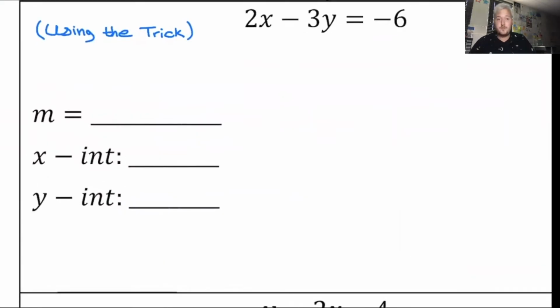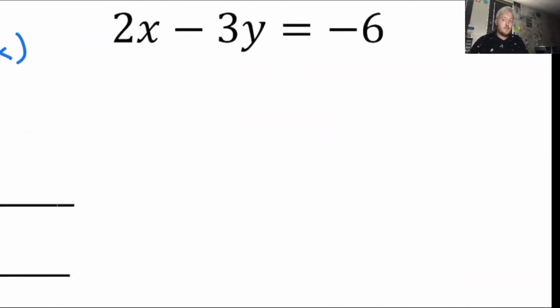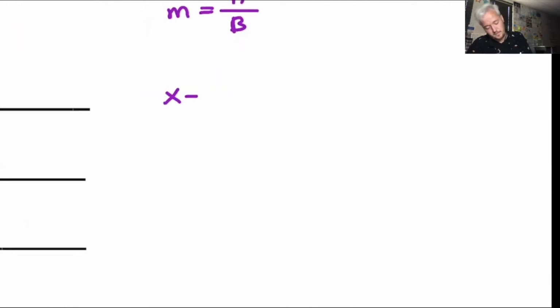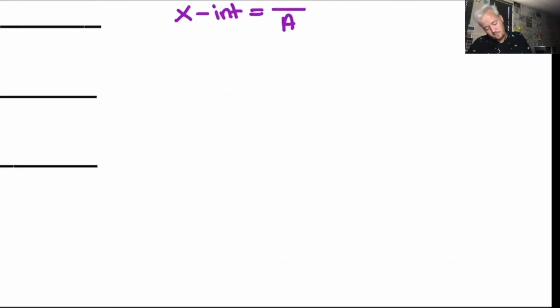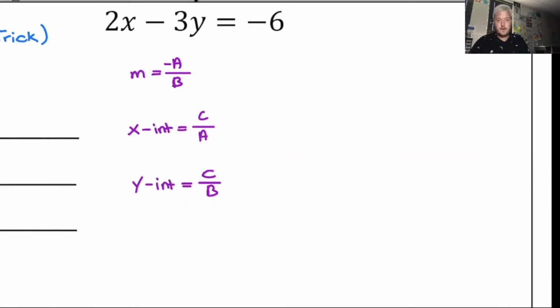I'm going to start off by using the standard form trick. If you notice, I'm in standard form, so I can use the trick. For the slope, I'm going to use the opposite of A over B. For the x-intercept, I have C over A. For the y-intercept, we have C over B. The first thing you really want to do is identify your A, B, and C value. So I'm going to move these down a bit.